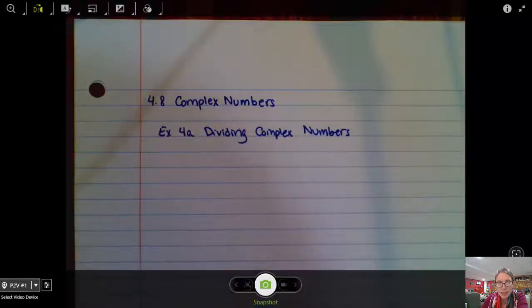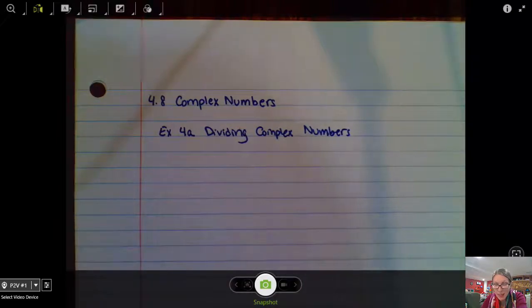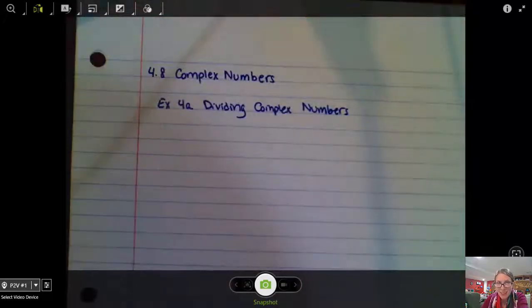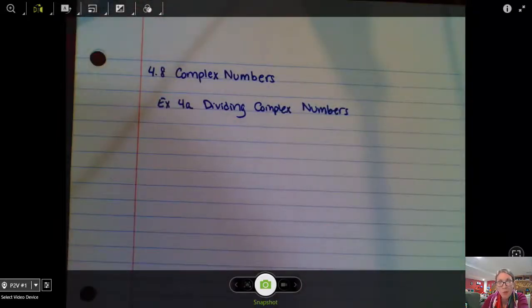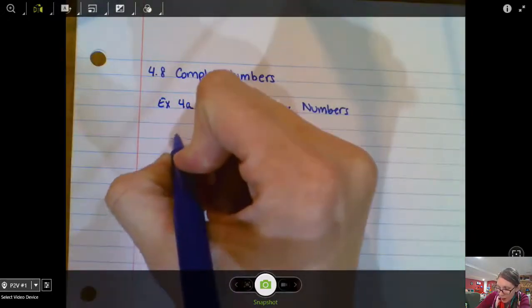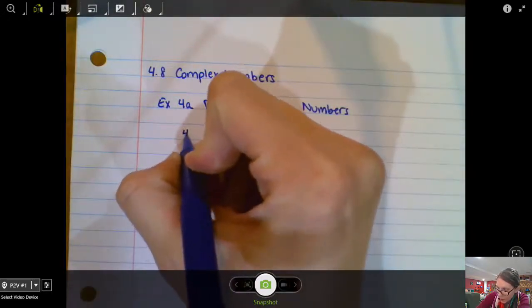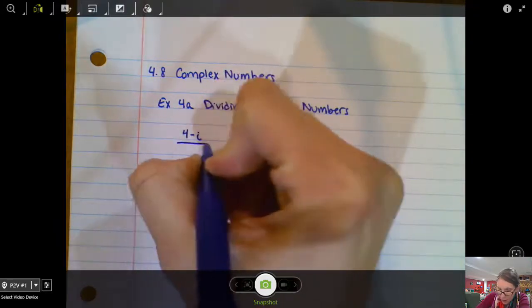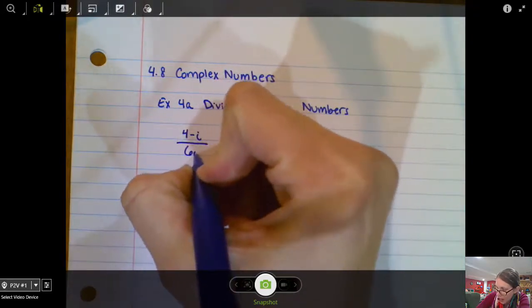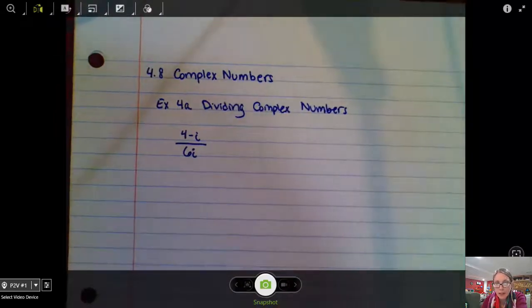Now at this point in section 8, we have added, we have subtracted, we have multiplied complex numbers. Here's the time in example 4a where we learn how to divide complex numbers. So my first example that we are going to use is 4 minus i over 6i, and we're going to simplify this.